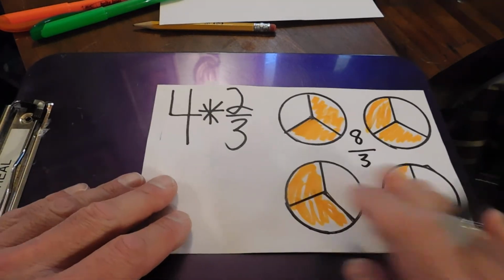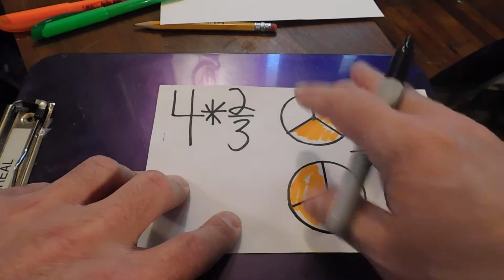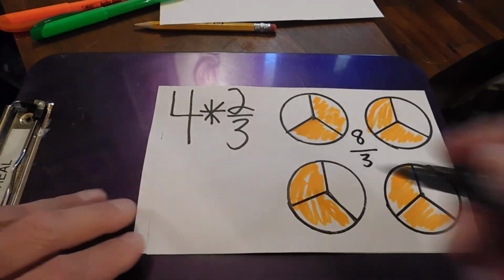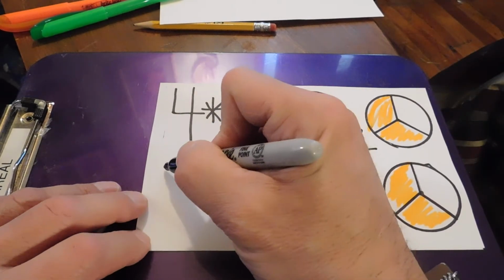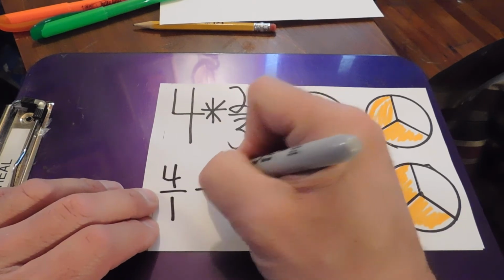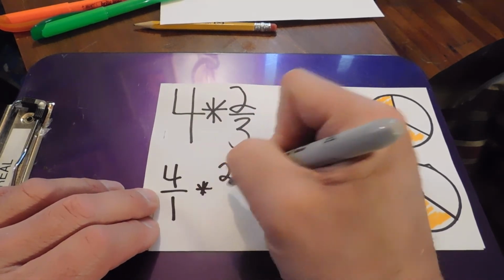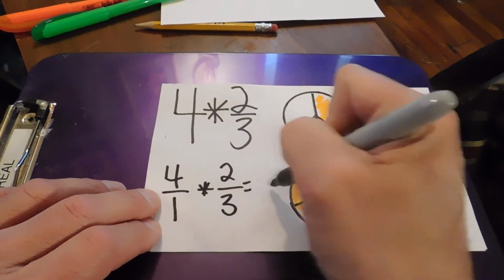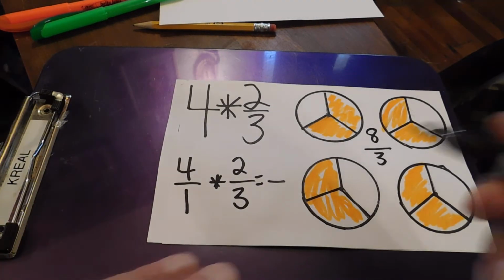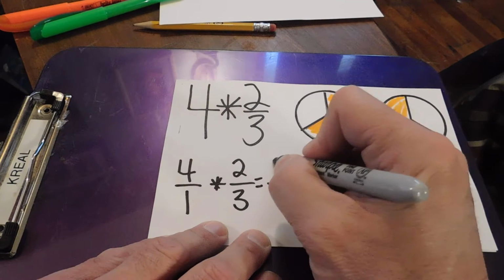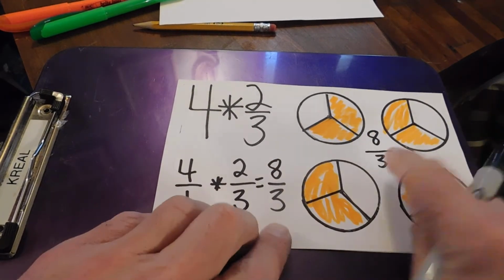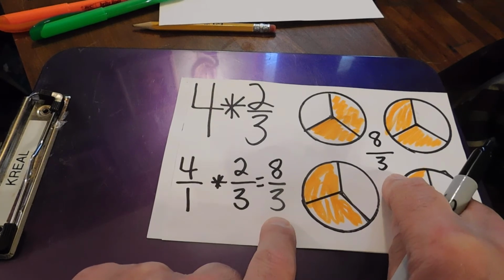Now again, this is sort of the conceptual, this is sort of the why, the underlying concept stuff. Over here you take your whole number, and every year when I teach this, I suggest putting it over 1 just for the reason of the visual. I think it looks better for the eyes. 4 times 2 is 8. 1 times 3 is 3. And you can say it there, 8 thirds.